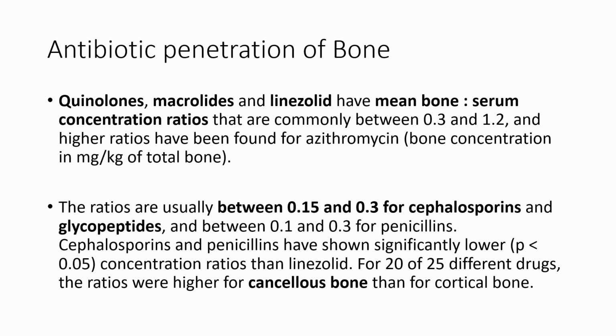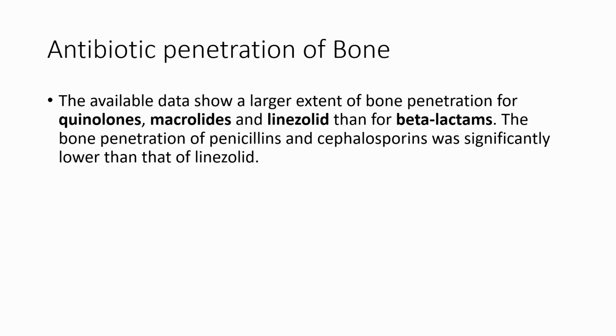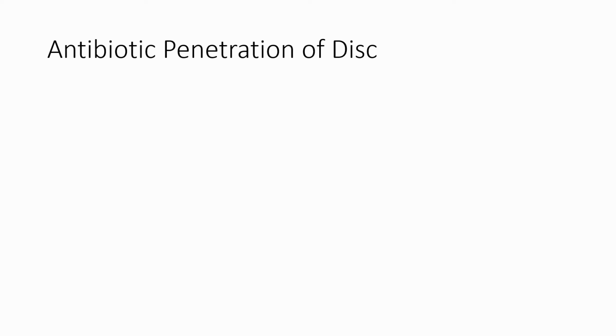However, if you look at cephalosporins or glycopeptides, they don't have good penetration of the bone. You get a low percentage that actually goes to the bone compared to macrolides and linezolid. Cortical bone has bad antibiotic penetration versus cancellous bone, which is very vascular. Going back over that, quinolones, macrolides, and linezolid do have good penetration. Beta-lactam antibiotics do not have good penetration of the bone.